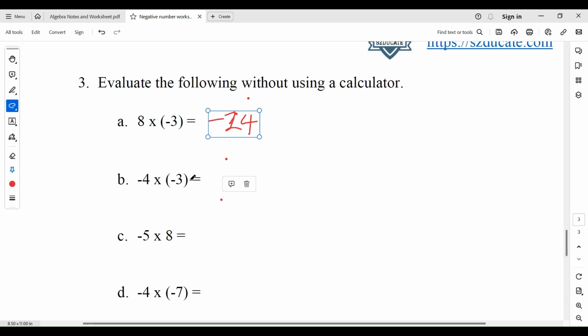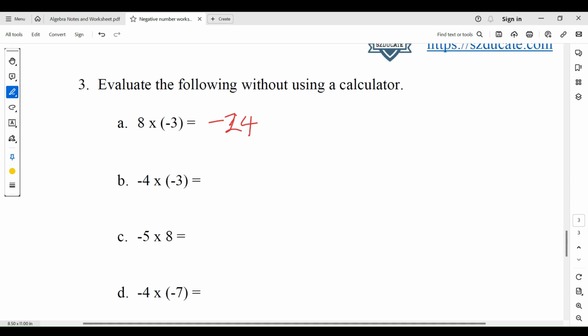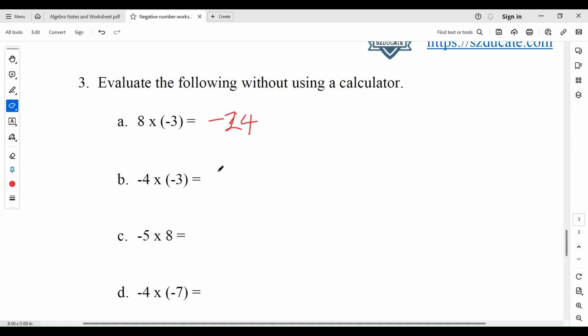Okay. Minus 4 times minus 3. Negative, negative. The signs are the same. So it gives you a positive value. So my answer is positive. 4 times 3, 12. Negative, positive, negative. Okay. So 40.